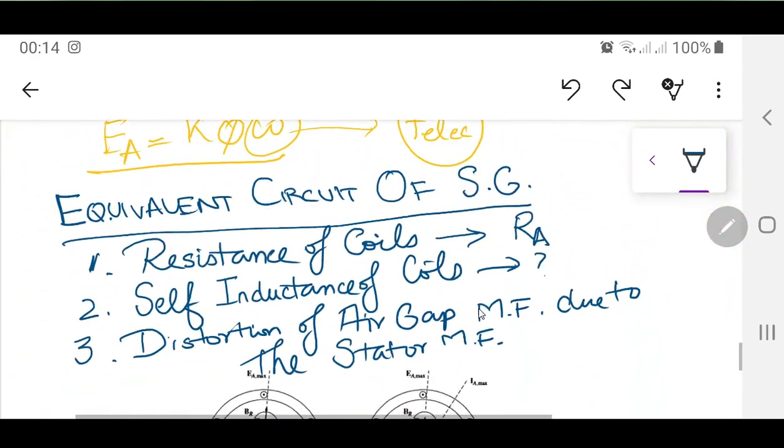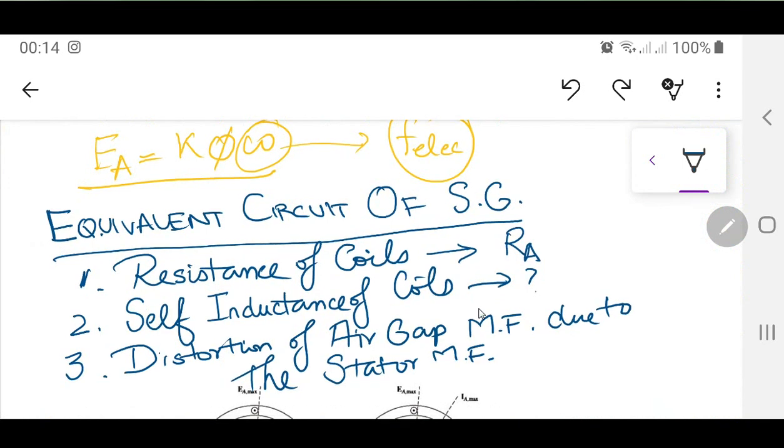So these three things are very, very important, and these three things have to be incorporated here. This third thing you can call the armature reaction in a synchronous generator. So we are going to model these three things in a synchronous generator equivalent circuit.